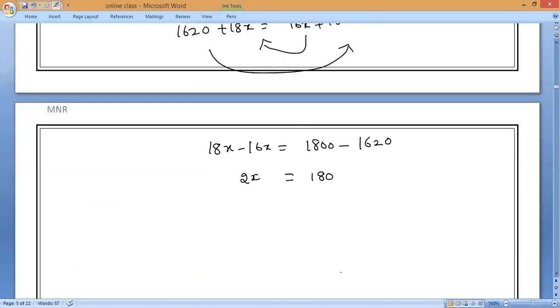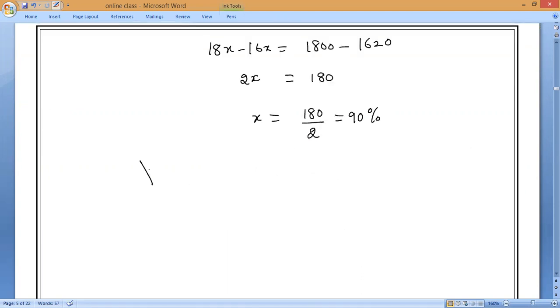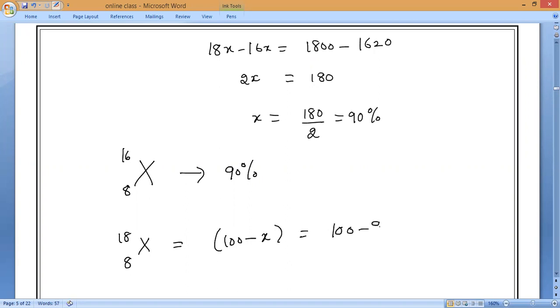180. Shruti, be careful with the calculations. Now 180 divided by 2, which is equal to how much? 90%. So the first isotope, X16, is equal to 90%. Okay. Next, X18 is 100 minus x, which is equal to 100 minus 90, which is equal to how much? 10%. All of you? Yes, sir. That is what it is.